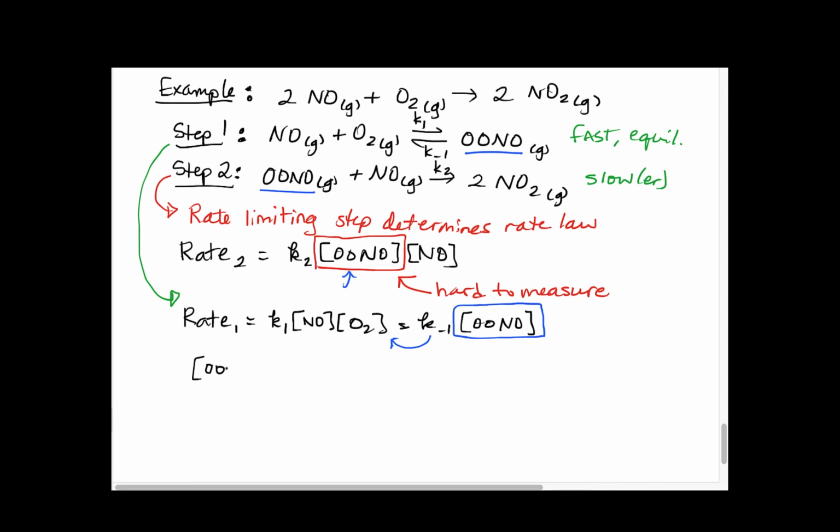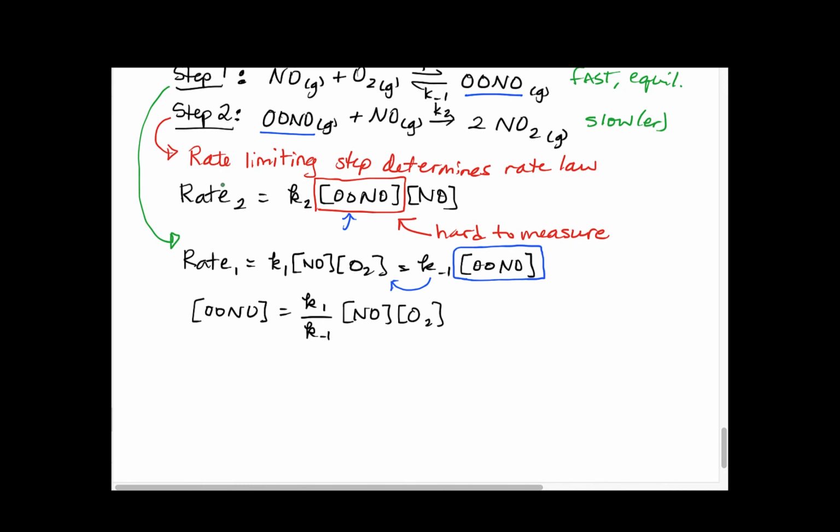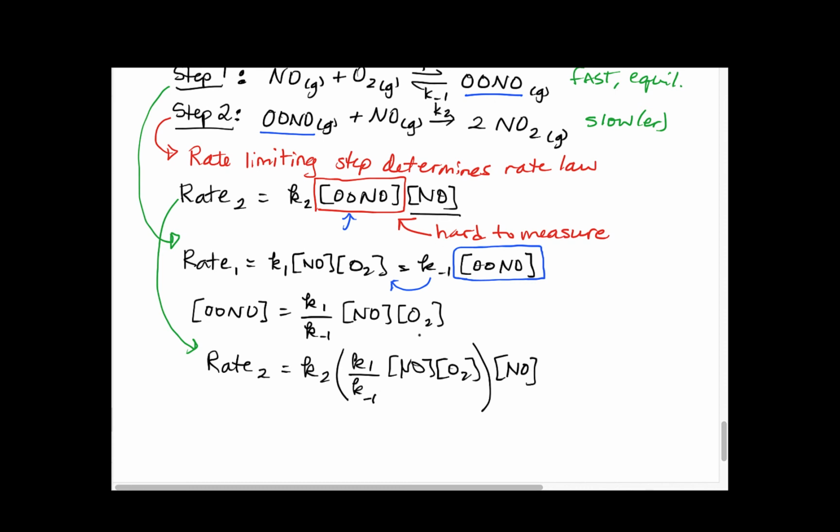So solving for OONO concentration from our first reaction, we're going to get these two rate constants multiplied by those two concentrations. So we'll substitute that back in, and we will get that our rate law really is k2 multiplied by k1 over k minus 1 times NO and O2, multiplied by that NO that was left over here.